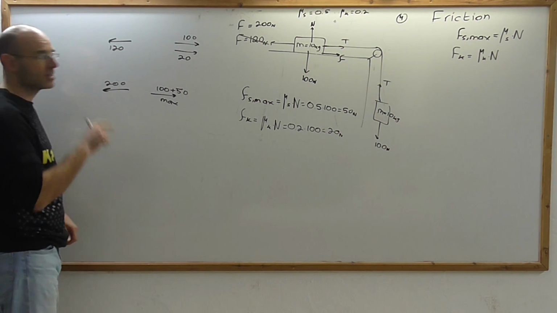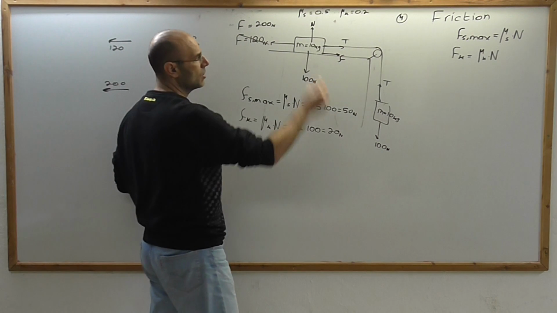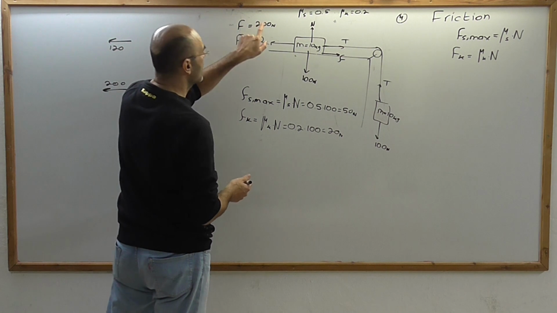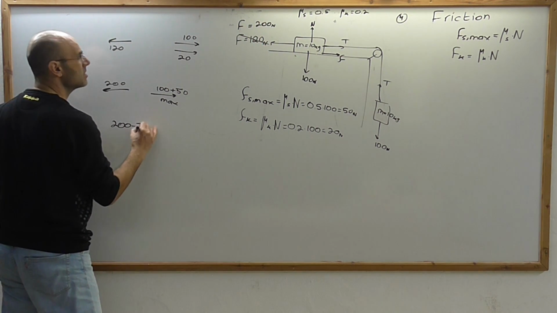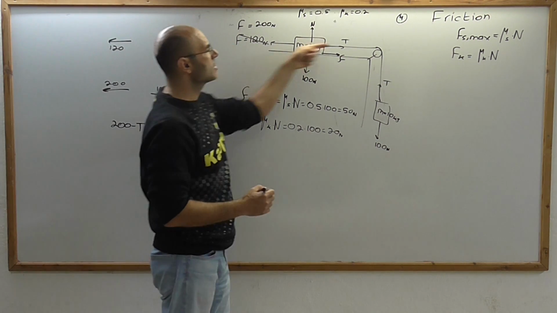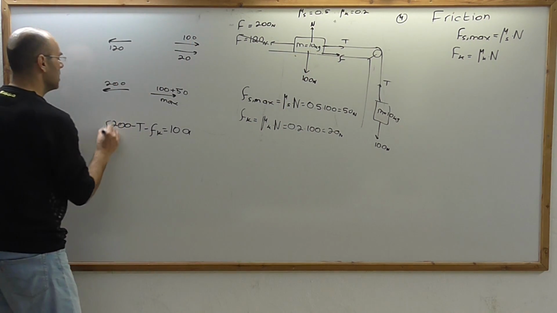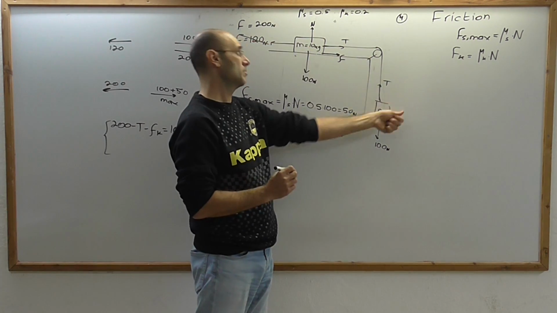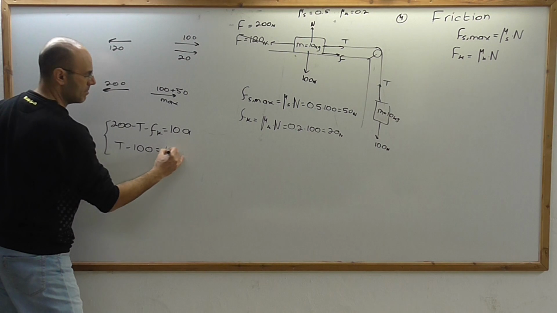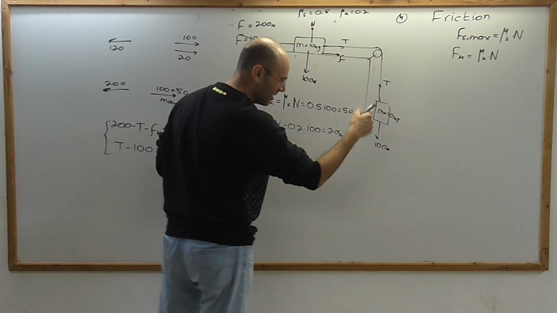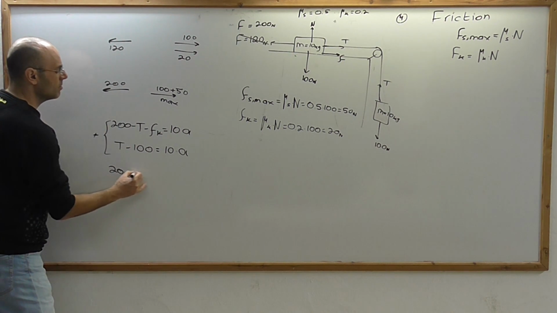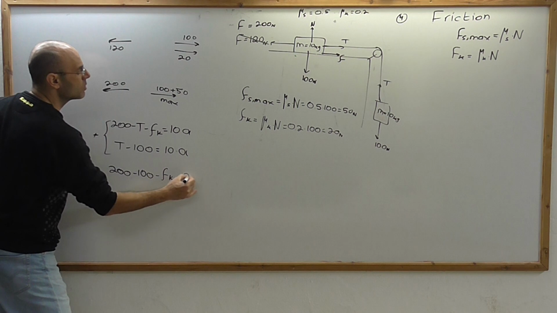And if I want to find the acceleration, I can look at the whole, or I can look at each mass separately, it doesn't matter. Let's look at each mass separately. I will write 200 minus T minus Fk equals 10A. 200 minus that equals MA. And then on this one, because I know that it moves in this direction, T minus 100 equals MA, always. Again, 10 multiplied by A. If I add them up, I will get 200 minus 100 minus Fk equals 20A.